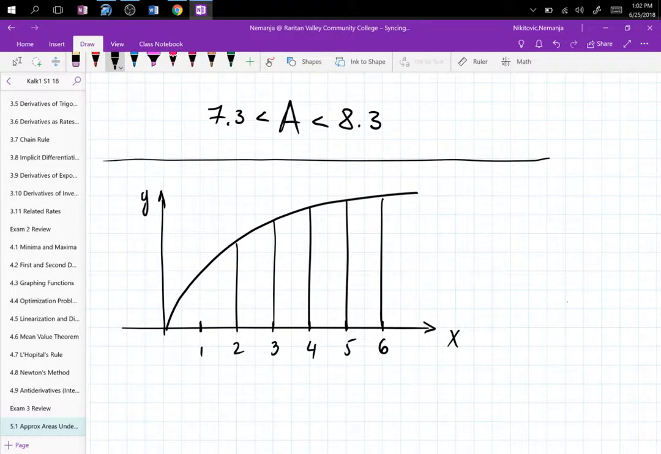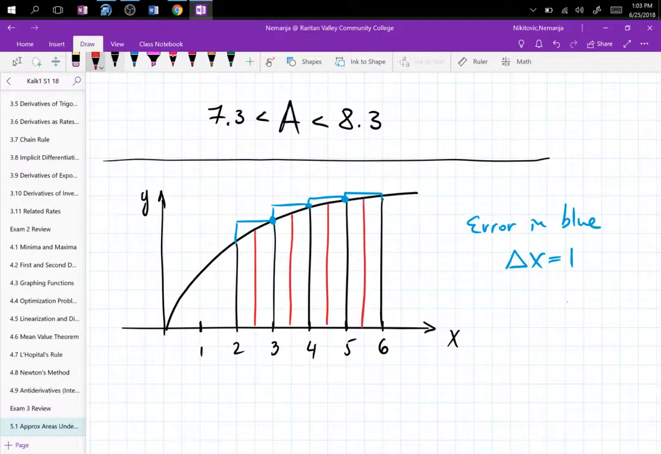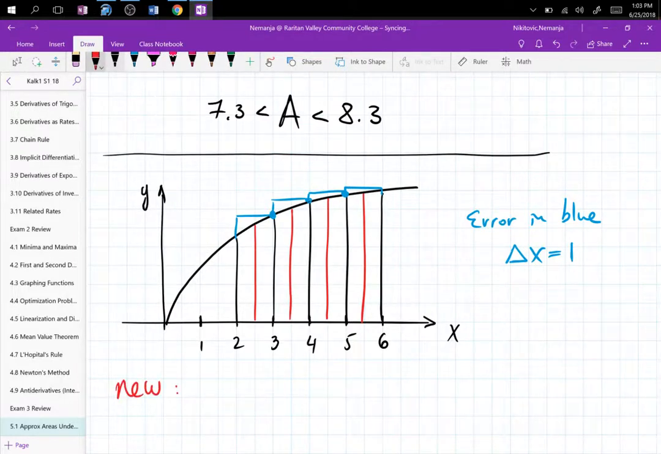So, if I use the right points, you see that everything in blue is error. And that is when delta x is equal to 1. What I'm going to do now is, in red, I am going to cut each one of these rectangles in half. So I am going to introduce double the amount of rectangles. So now we are going to have 8 rectangles. So the new situation is that n is equal to 8.